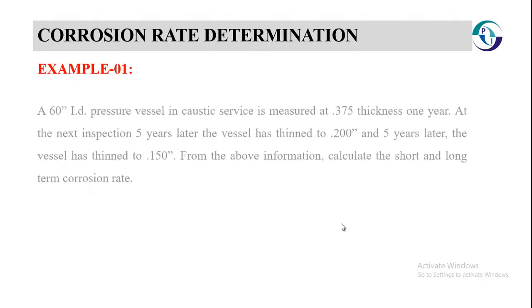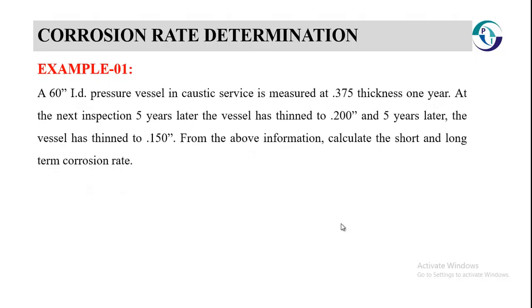We take one example. Example number 01. A 16-inch ID pressure vessel in caustic service is measured at 0.375 thickness in year 1. This is our initial thickness. At the next inspection, which is performed after 5 years, the vessel has thinned to 0.200 inches, and then after 5 years later, the vessel has thinned to 0.15 inches. From the above information, calculate the short and long-term corrosion rate.